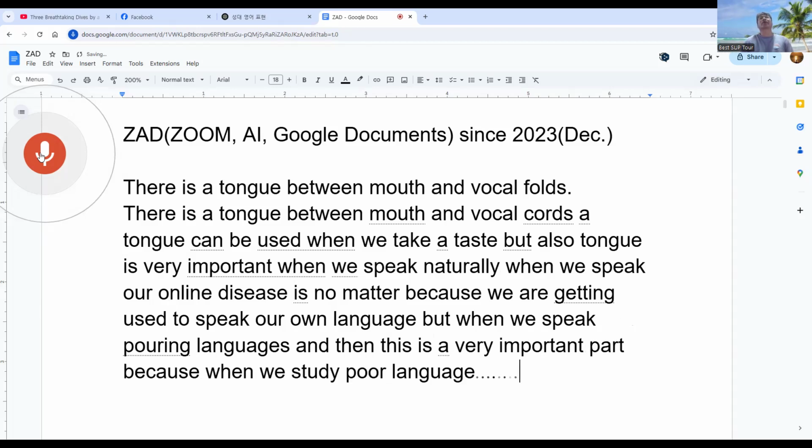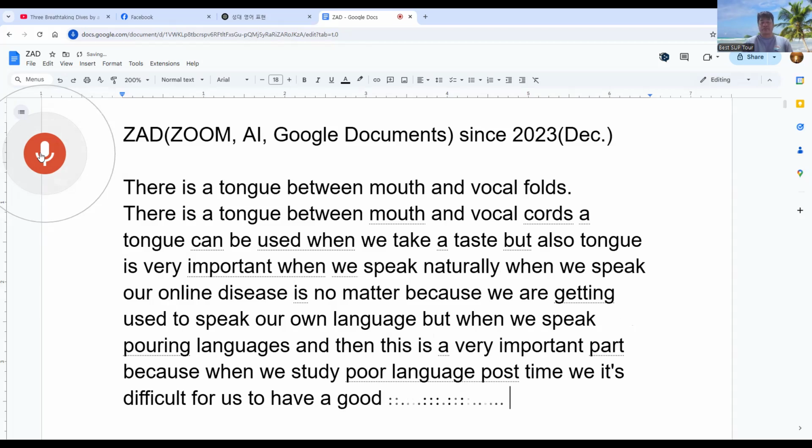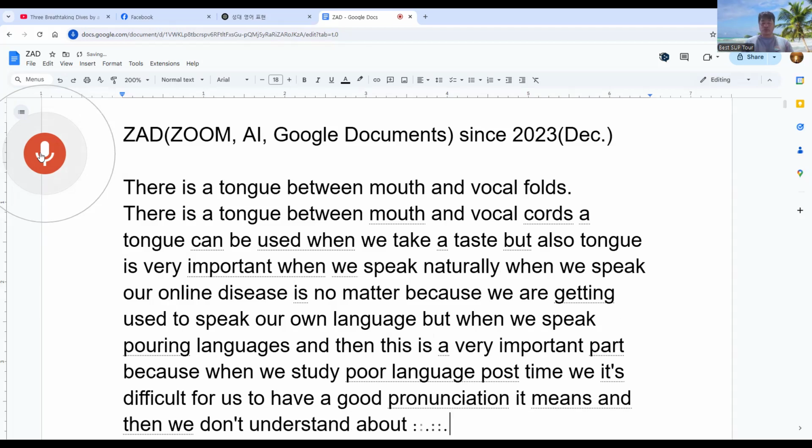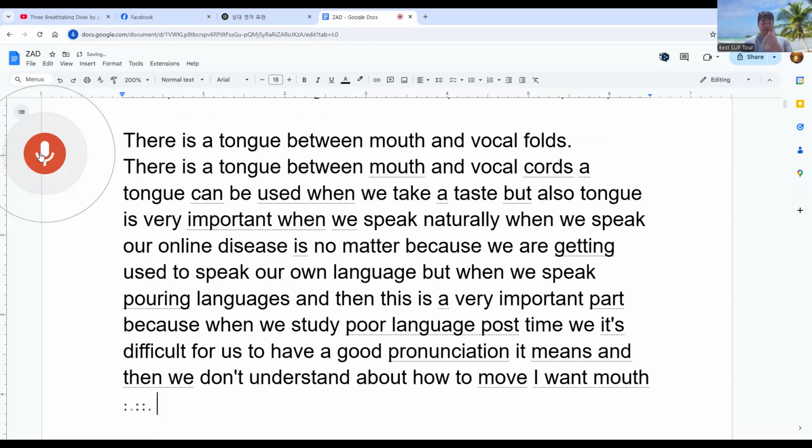the first time, it's difficult for us to have a good pronunciation. It means we don't understand how to move our mouth and tongue, the movement of the tongue.